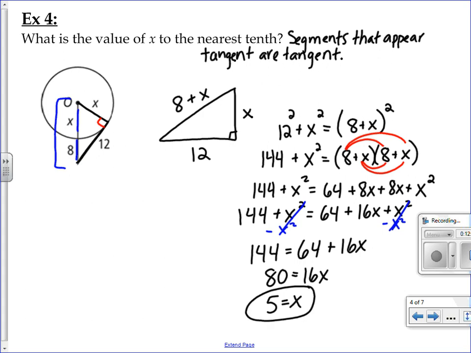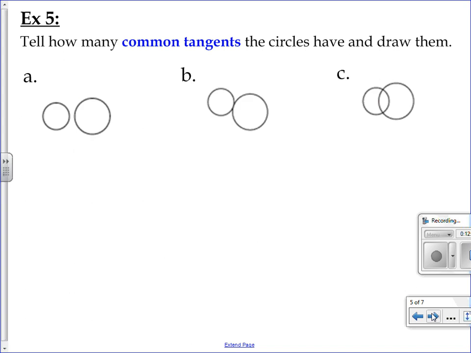All right, let's take a look at example 5. So example 5 is talking about common tangents. Tell how many common tangents the circles have and draw them. You'll notice that I have 3 different types of groups of circles here. The first group, the circles are not near each other. The second group, they're touching at one spot, and the third, they're overlapping.